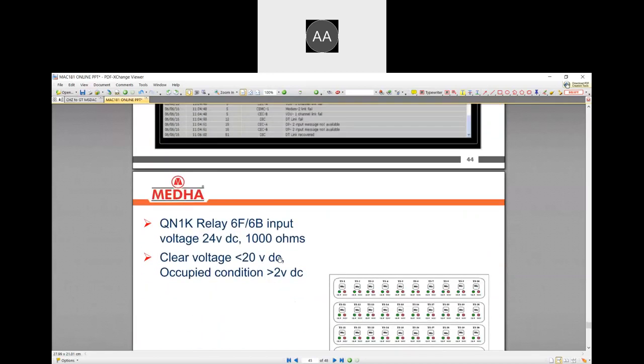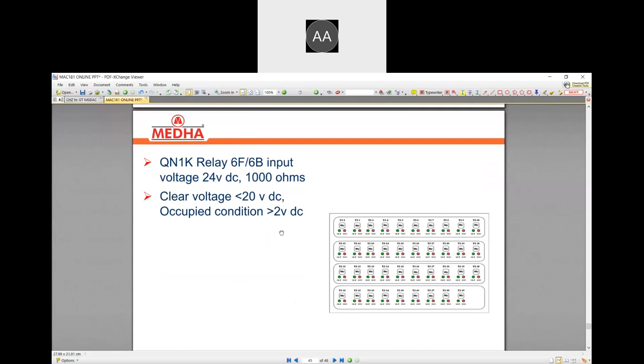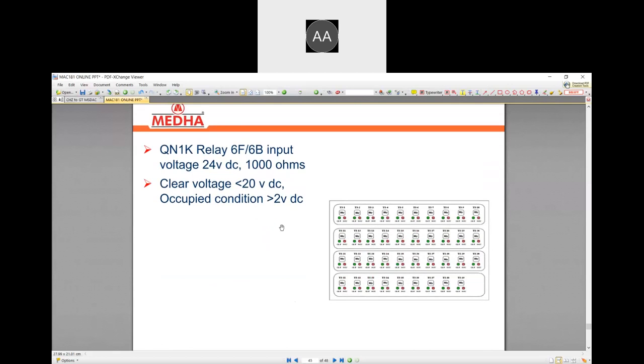Then, discussing the number of relays that we have: the number of relays is as per the number of track sections. So basically for 39 track sections, 39 relays will be there. Normally the relay that we use is the QN1 relay of 6F and 6B configuration. This unit will be provided in the central evaluator itself.